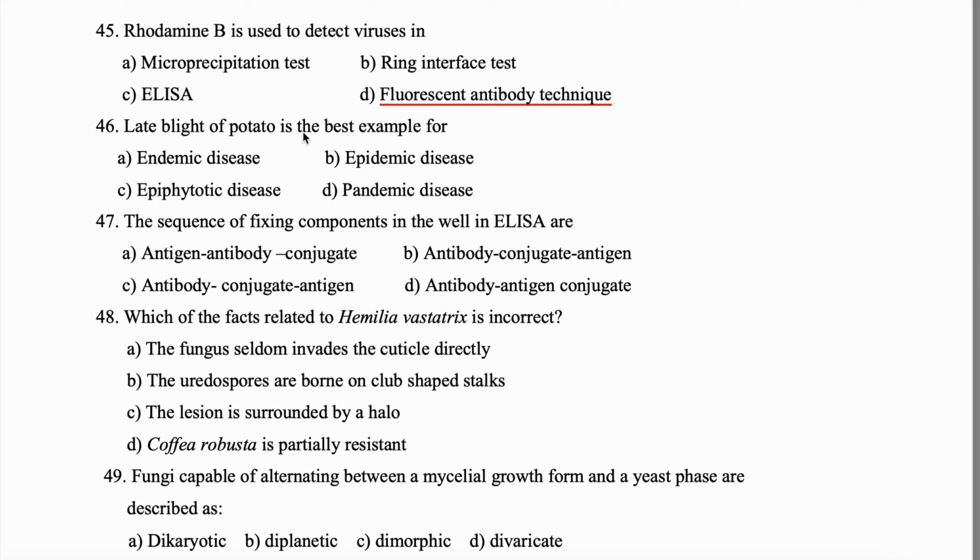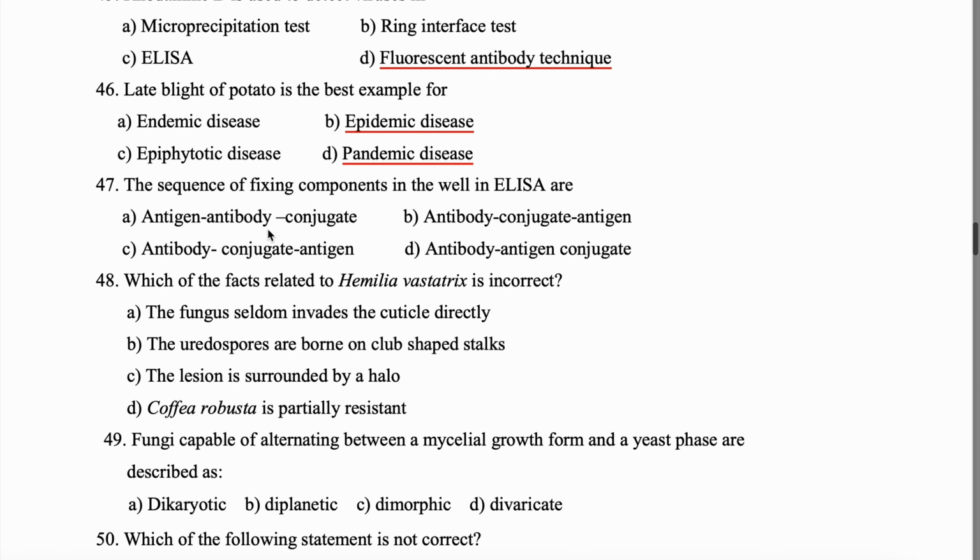Question 46. Late blight of potato is the best example for epidemic disease. Yes, late blight of potato is, we can say, an epidemic, but it is also a pandemic disease. If you see an option where both of these are given, like B and D, that will be the correct answer. But if we don't have any option as such, we will go for epidemic disease.